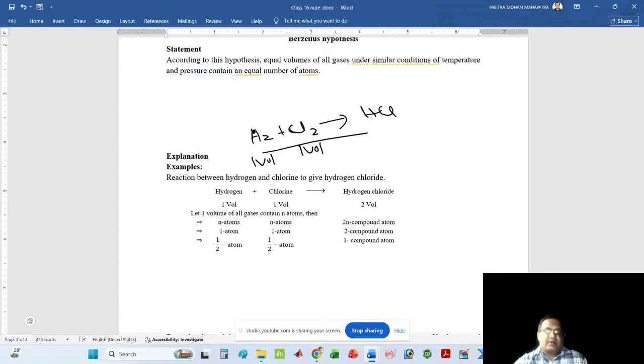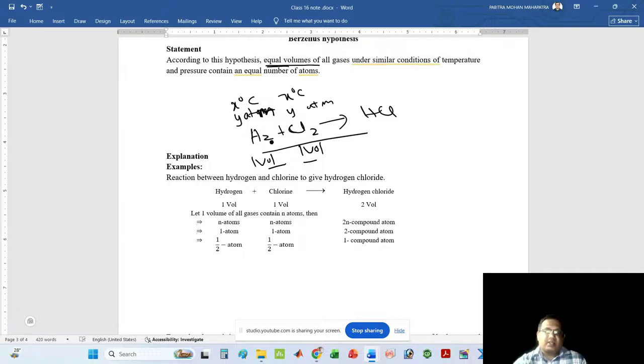Suppose hydrogen has a temperature of x degrees and pressure of y atm. Chlorine also has x degrees centigrade temperature and y atm pressure, atm, not atom. Then, as per the Berzelius hypothesis, it is seen that there is equal volume. Here I have taken one volume, here also one volume. That means hydrogen and chlorine have equal volume. Equal volume of all gases.